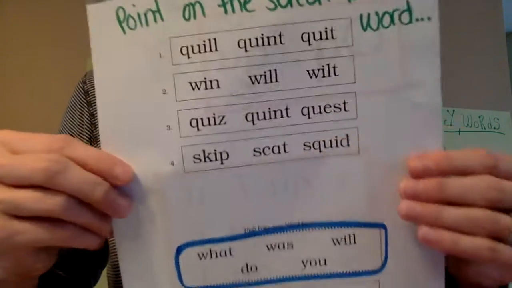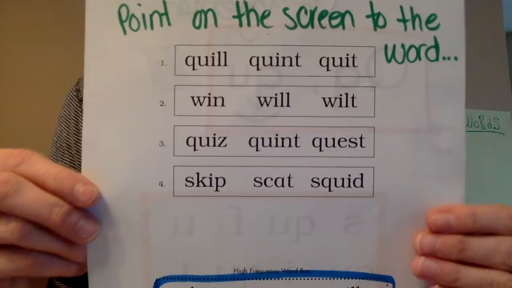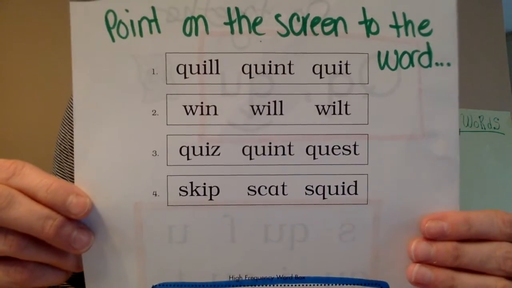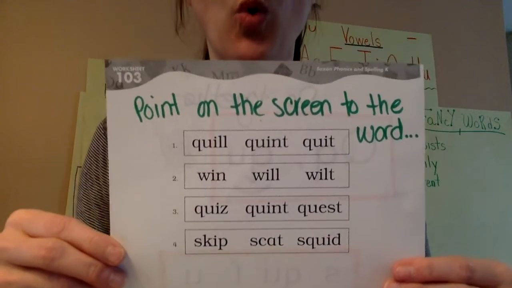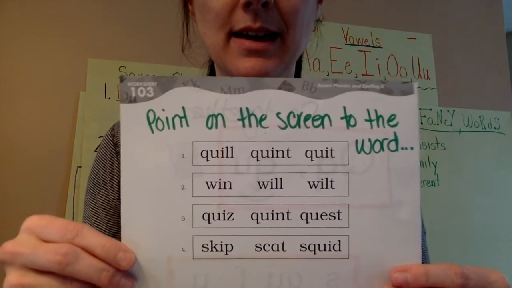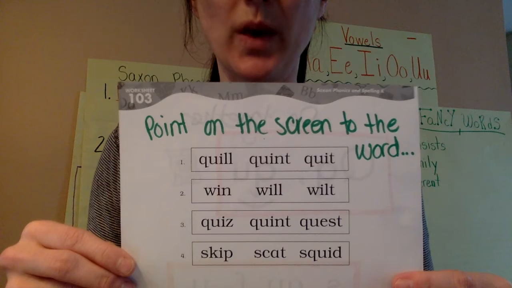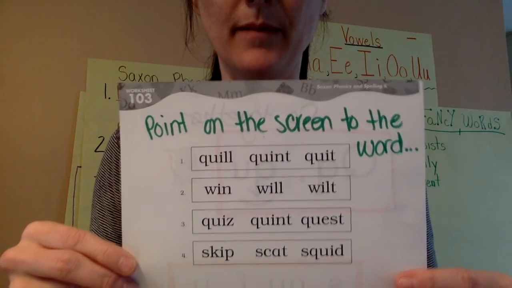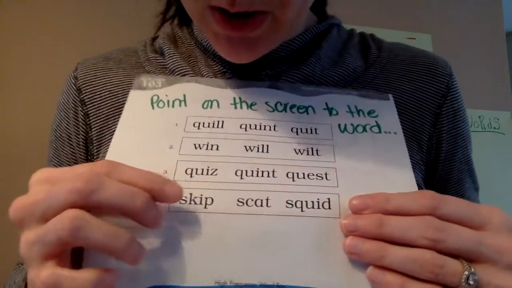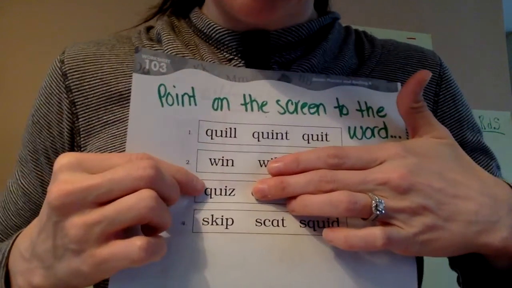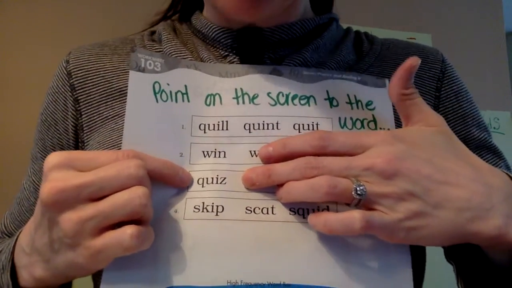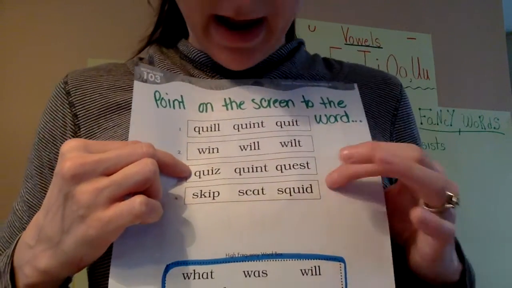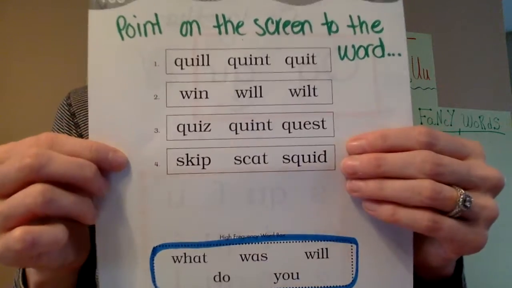Okay. Let's look at number 3. Point to the word that says quiz. Qu, I, z. Quiz. And you should have pointed to this word right here. Quiz. Qu, I, z. And finally, number 4.